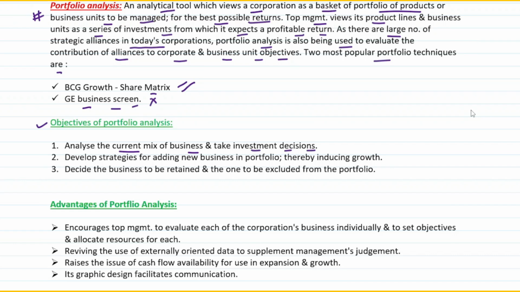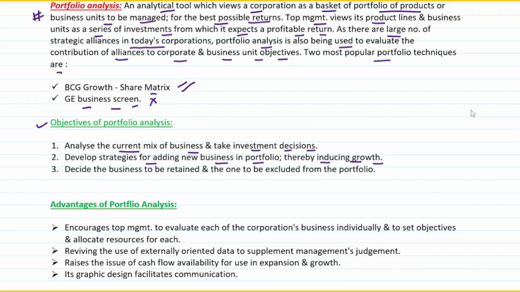You develop strategies for adding new business in portfolio, thereby inducing growth. Inducing means you basically provoke, or you basically take steps to increase the growth of the company. So you primarily develop various strategies so that some new businesses can be added into the corporate portfolio.